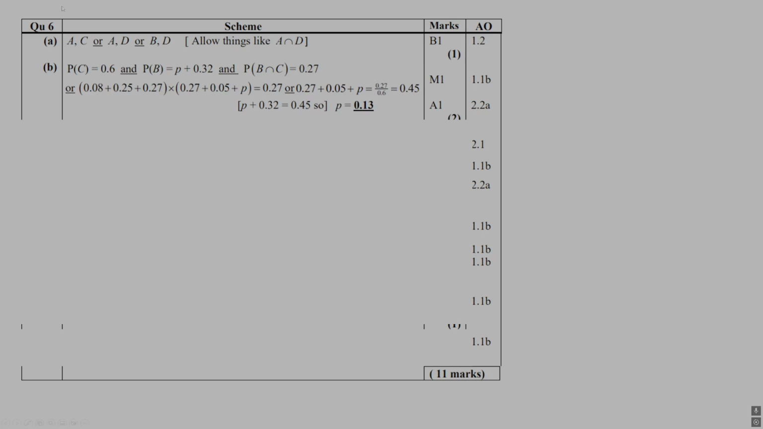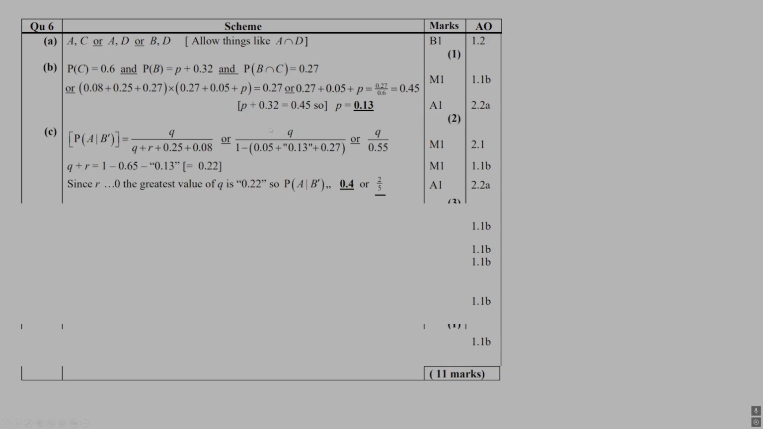Next part, we just find these in terms of p, and then you just say that. You use, because it's independent, P equals P of C times P of B equals P of B intersection C, and then do that equation and solve for P, and you get that answer. Next, this is probably the hardest part.